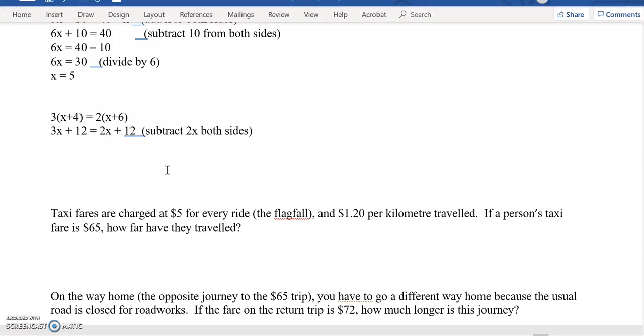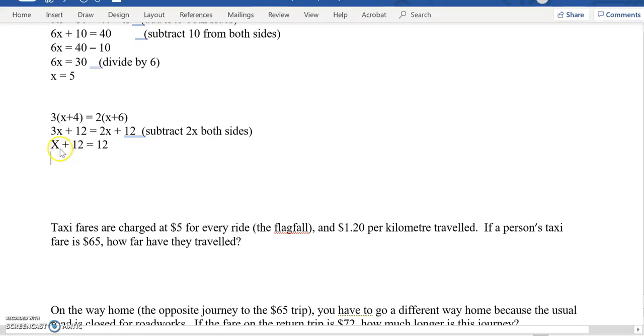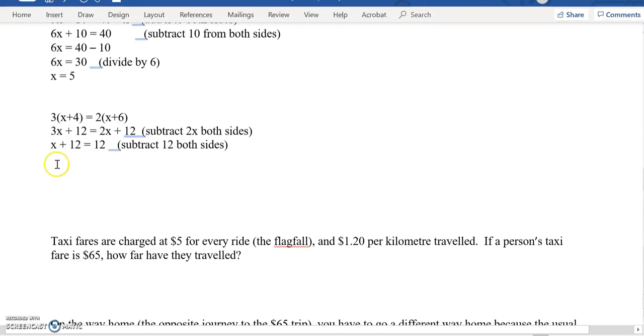So 3x minus 2x leaves you 1x, which we just write as x, plus 12 equals 2x minus 2x is going to leave you with 0. So that side's just going to equal 12. Now we want to get x by itself. So the opposite of x plus 12 is to subtract 12. So if we subtract 12 from both sides, we'll get rid of the 12. x plus 12 minus 12 is just going to leave x equals 12 minus 12, which is 0.